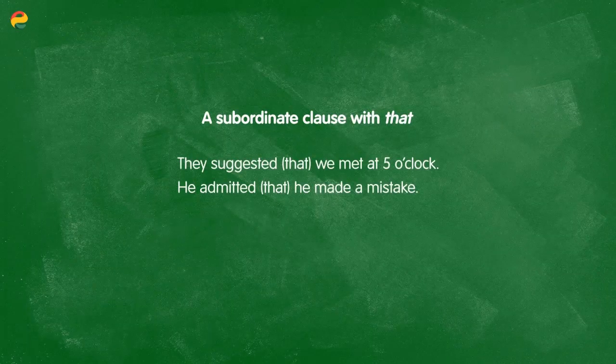Now, in all of these examples, we use the gerund to provide more information or to express what I want you to avoid or what I am suggesting. We can also create sentences using subordinate clauses with that to mean the same thing in many cases, not all, but many. Like in the example, they suggested that we meet at 5 o'clock, or he admitted that he made a mistake. And here, that is optional. You could just as easily say, he admitted he made a mistake.